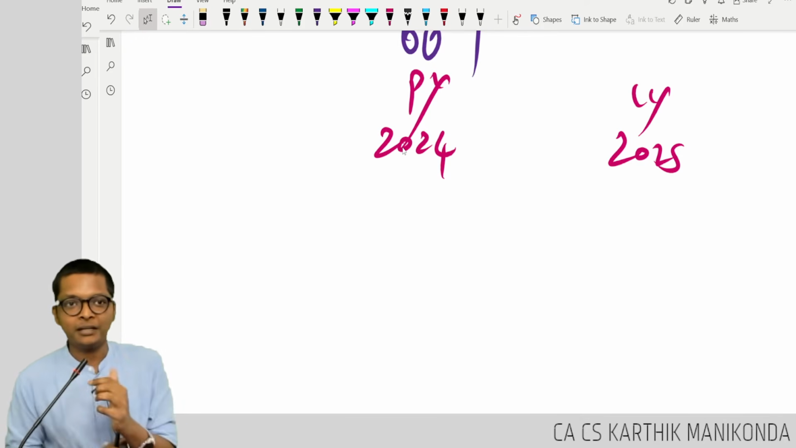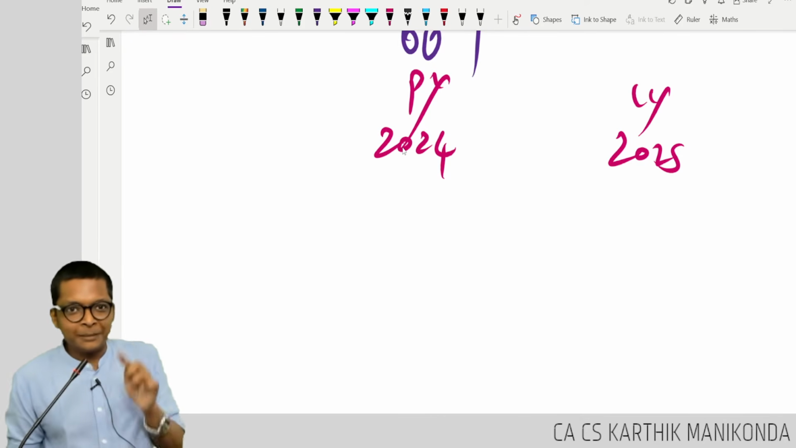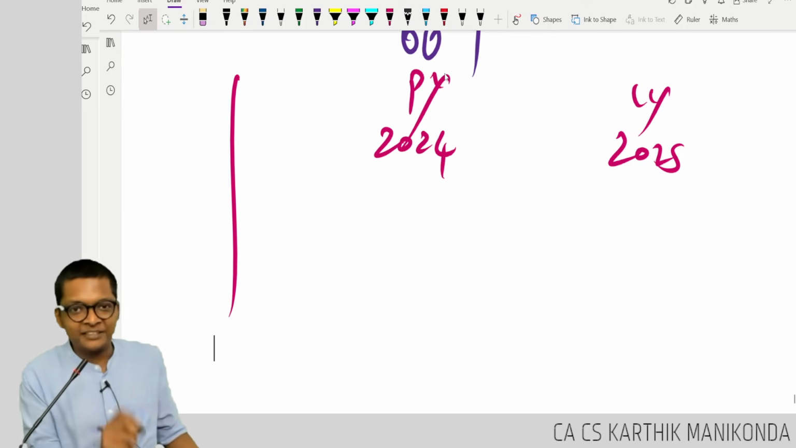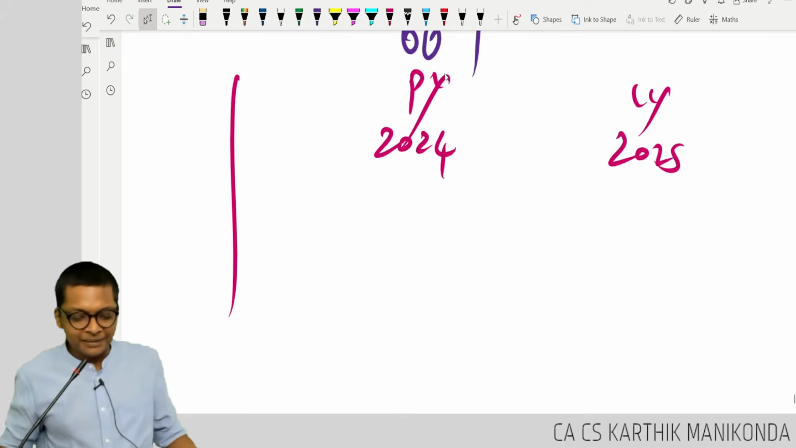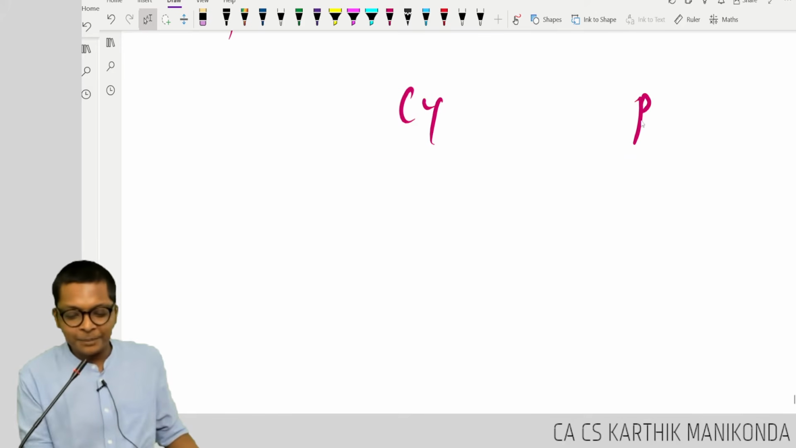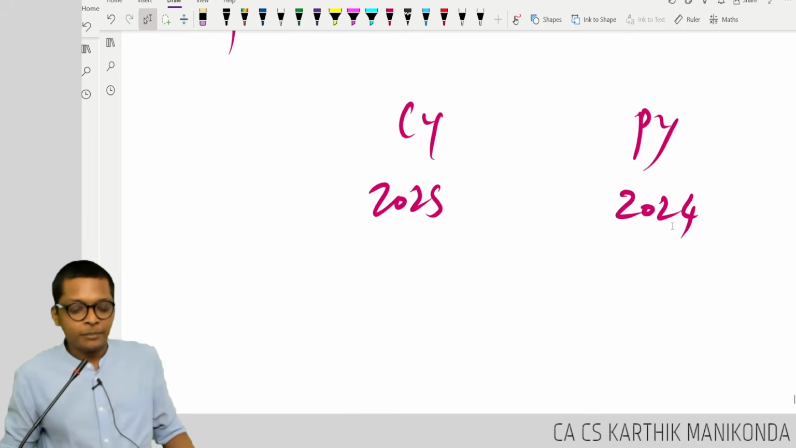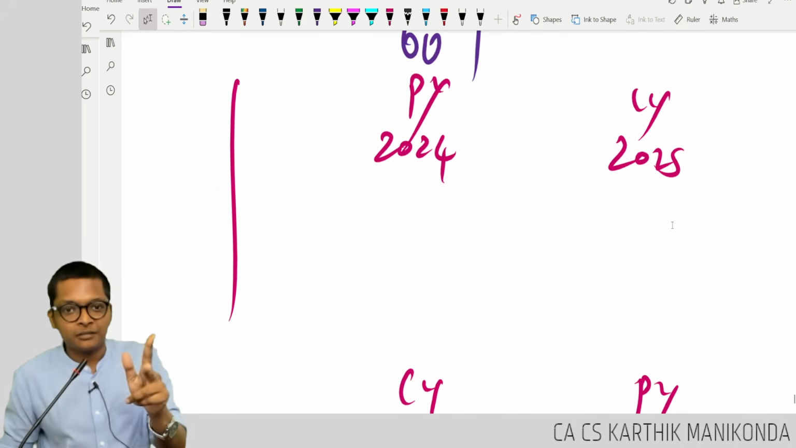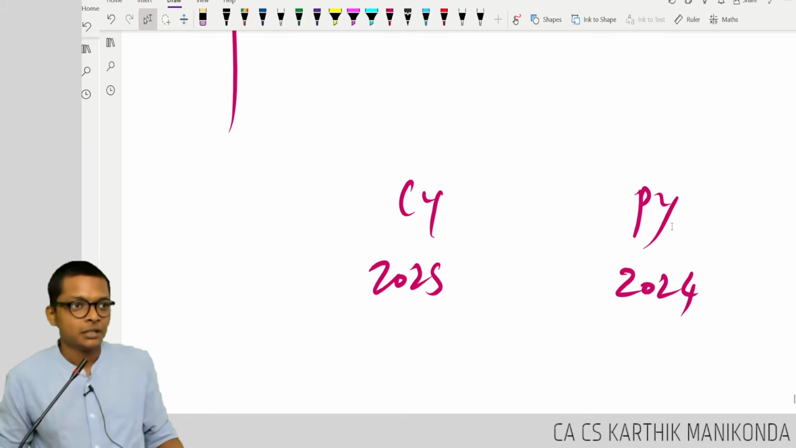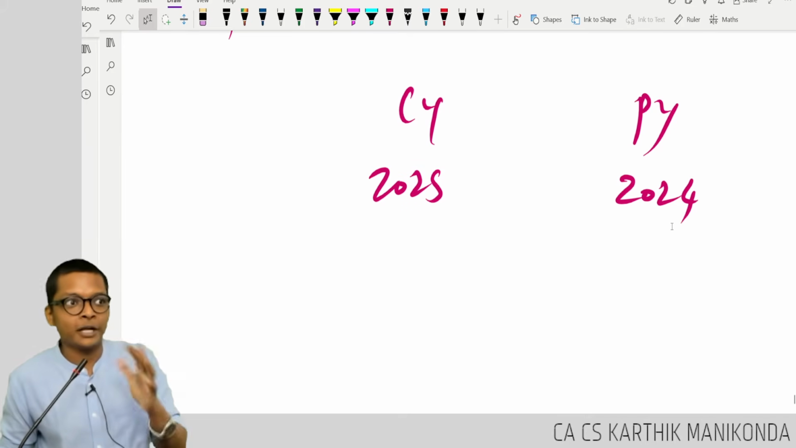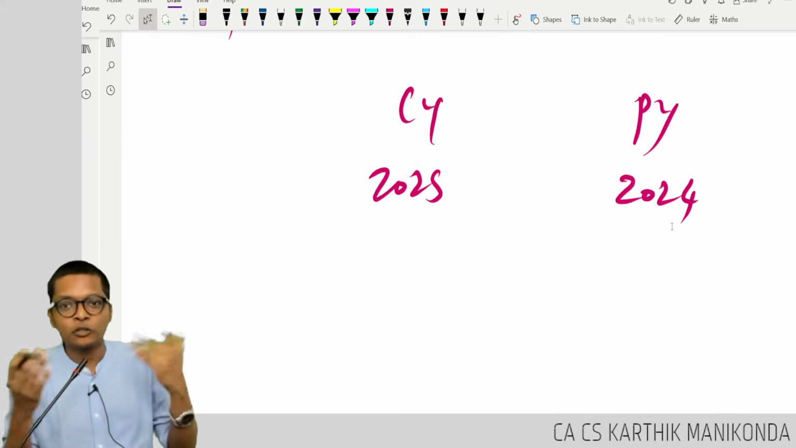In this chapter, in one sum, he will write previous year first and current year next. In some other sum, he will write current year and previous year. Why? Because you are comparing balances, he will confuse you. You will realize this after the sum is over.